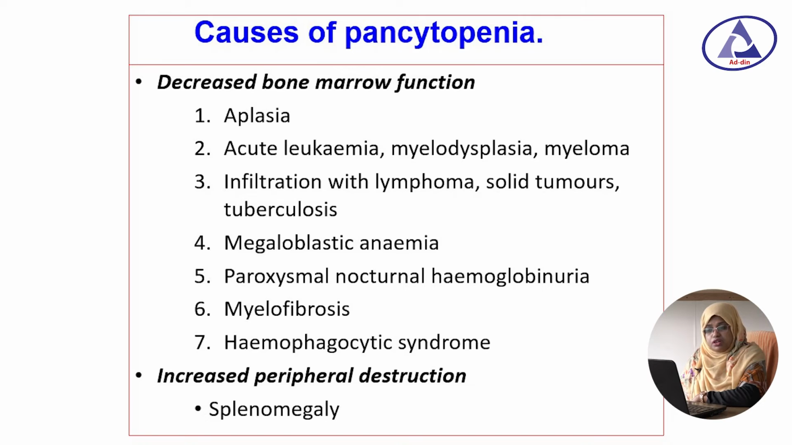What are the causes of pancytopenia? It may occur due to decreased bone marrow function, and it includes aplasia, acute leukemia, myelodysplasia, myeloma, then infiltration with lymphoma, solid tumors, tuberculosis, megaloblastic anemia, paroxysmal nocturnal hemoglobinuria, myelofibrosis, hemophagocytic syndrome, and also pancytopenia occurs due to increased peripheral destruction like splenomegaly.